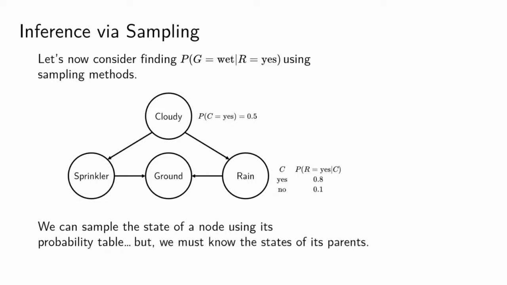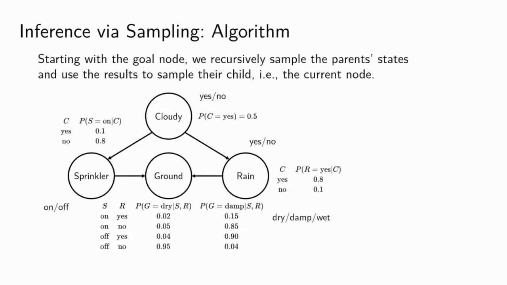So the point that I'm trying to make here is that we need to know the states of the parents in order for us to be able to say anything about the child, in order for us to be able to sample the child. Does this make sense? Please let me know if not. Okay, cool. Yeah, so we need to be able to sample the parents. Okay, that's an important point.